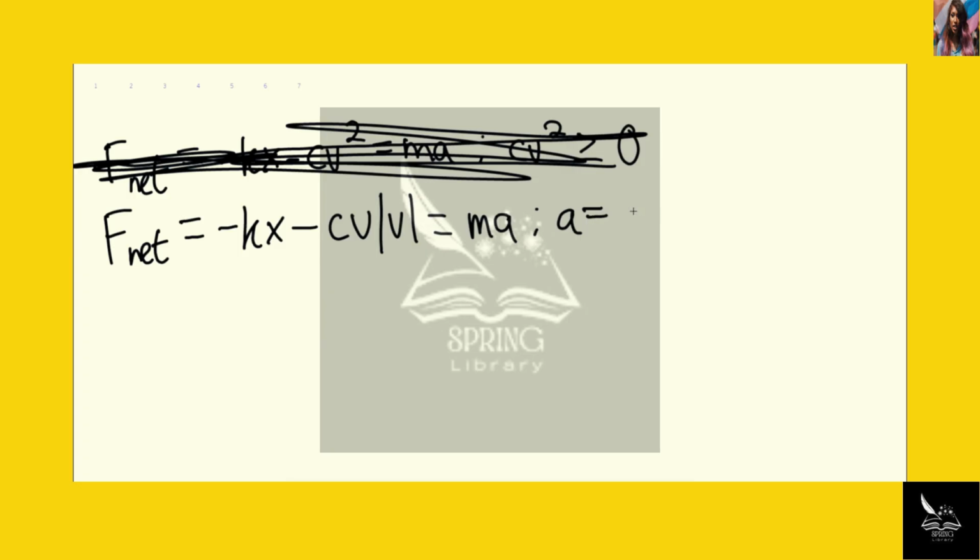So given that the damping force is always in the opposite direction of the velocity, the new net force would be equal to negative kx minus cv times the absolute value of the velocity, and this equals the mass times acceleration. So the acceleration would be equal to negative kx over m minus cv, absolute value of v, divided by m.